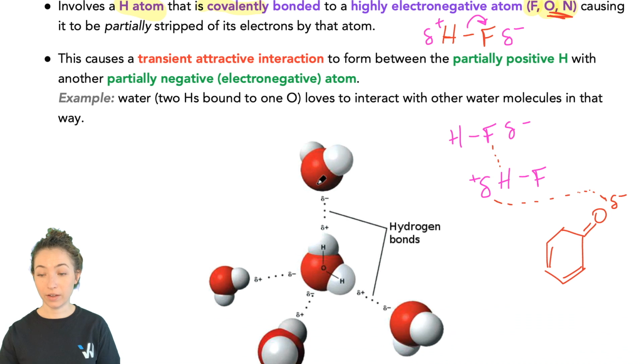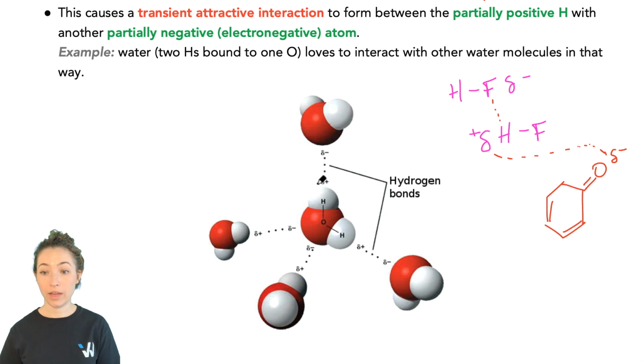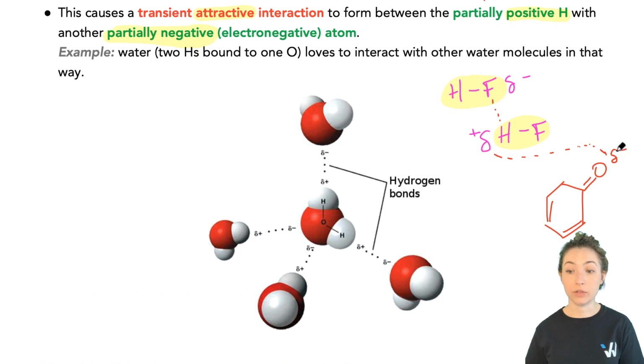So I have here essentially what I just talked about. It is a transient attractive interaction that forms between a partial positive hydrogen with another partially negative electronegative atom. And again, this can be two molecules of the same kind interacting with one another, or one molecule such as this, where hydrogen is bound to F, O, or N, interacting with another atom that's very electronegative in a completely different molecule. And here another example that's classic and that is really important is the example of water.